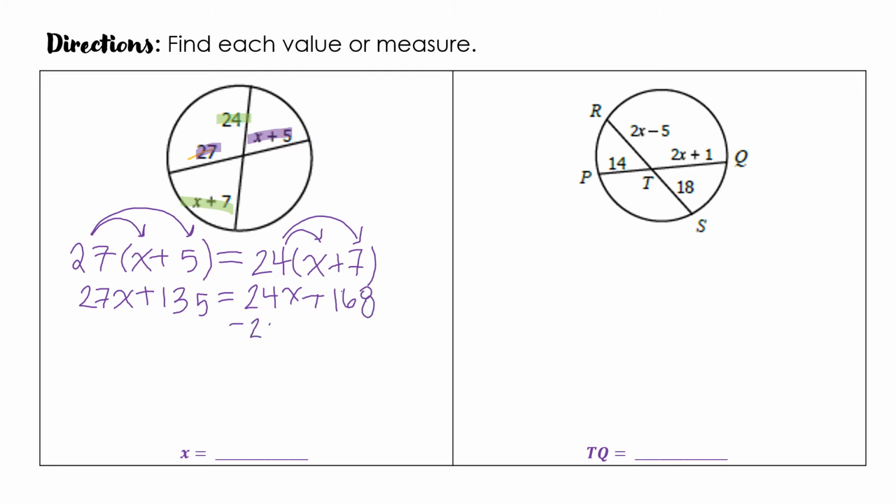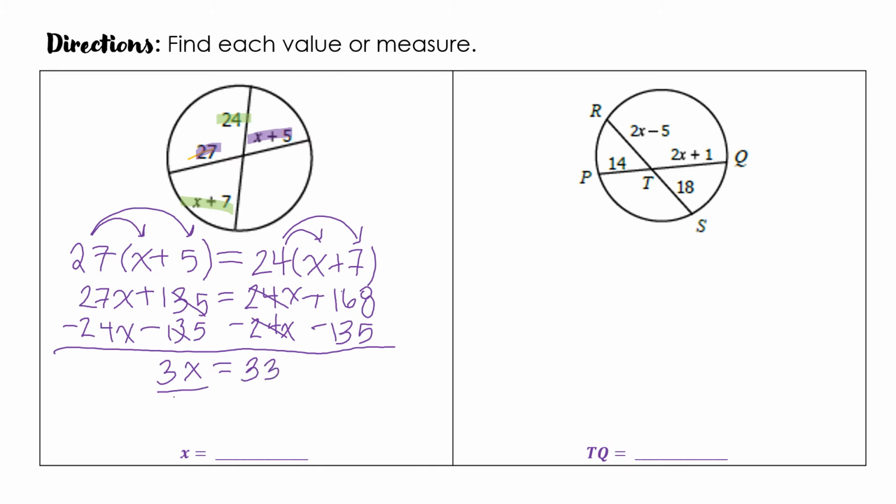Now we're going to move the 24x to the left side by subtracting it. And we're going to move the 135 to the right side also by subtracting it. Combine like terms, that's going to give me 3x equals 33. Divide both sides by 3, and that gives me x equals 11, which is what they asked us to find in this problem.